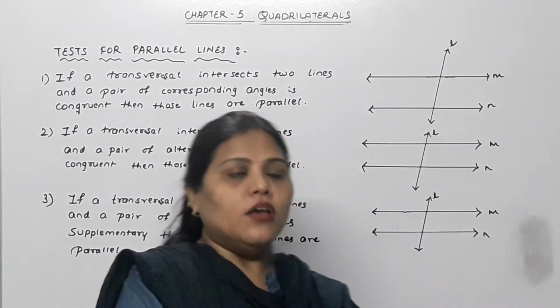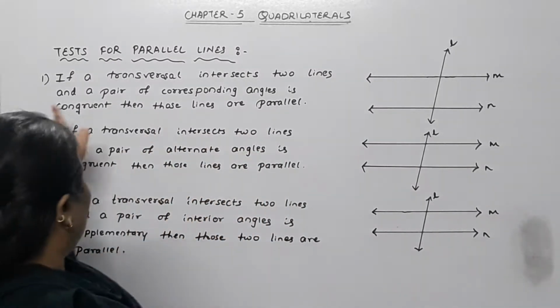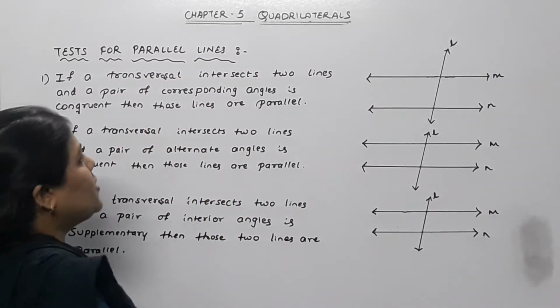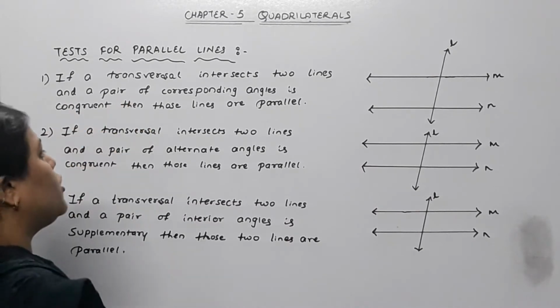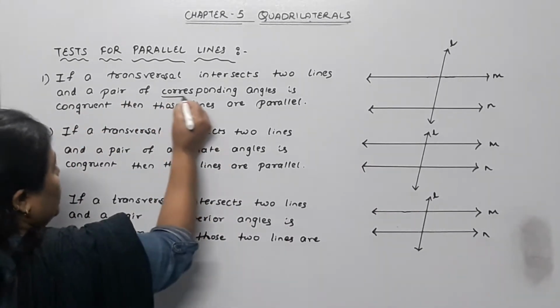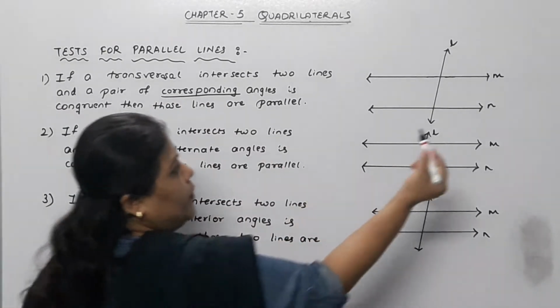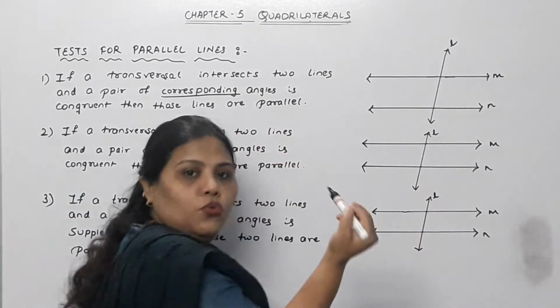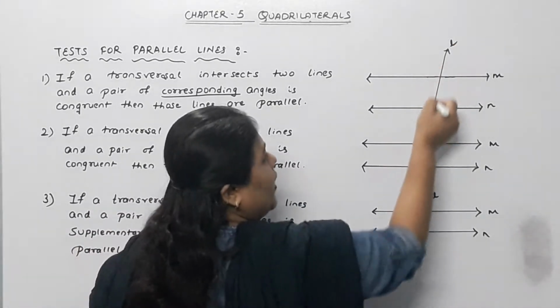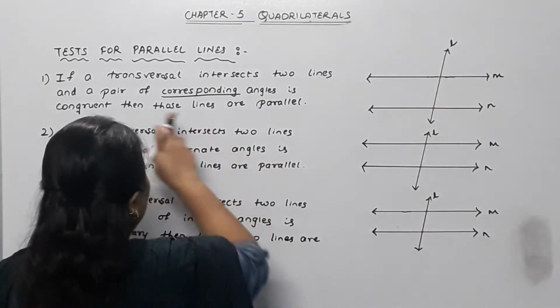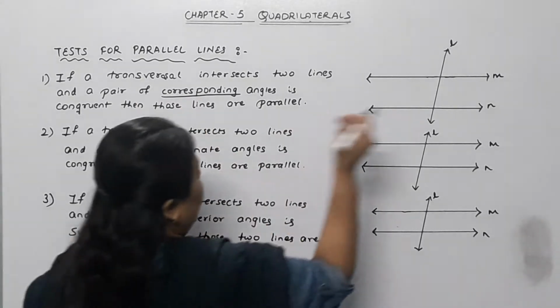textbook. Okay, so let's see the first one. If a transversal intersects two lines and a pair of corresponding angles is congruent, then those lines are parallel. Now for example, if M and N are the two lines provided to you and L is the transversal, then the pair of corresponding angles.